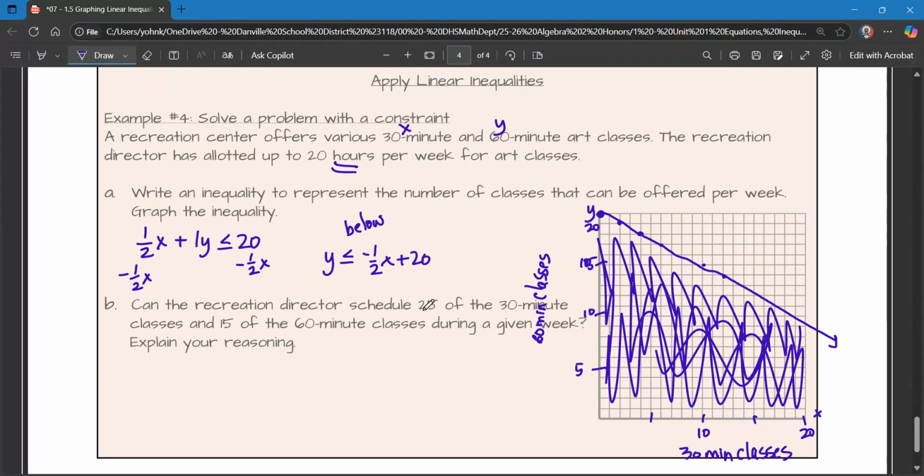Can the recreation director schedule 25 of the 30-minute classes and 15 of the 60-minute classes during a given week? Explain your reasoning. Okay, well, if I have 25 of the 30 minutes, that's 25 down here, and 15 of the 60 minutes, it looks like it's going to end up somewhere outside. Well, to verify, let's plug it in. Let's plug the 25 in for X, and the 15 in for Y, and see if we get a true statement. So 15 is less than or equal to negative 1/2 times 25 plus 20. Negative 12.5 plus 20 is 7.5. Is that a true statement? And the answer is no, that is not a true statement. So no, he cannot do 25 and 15.